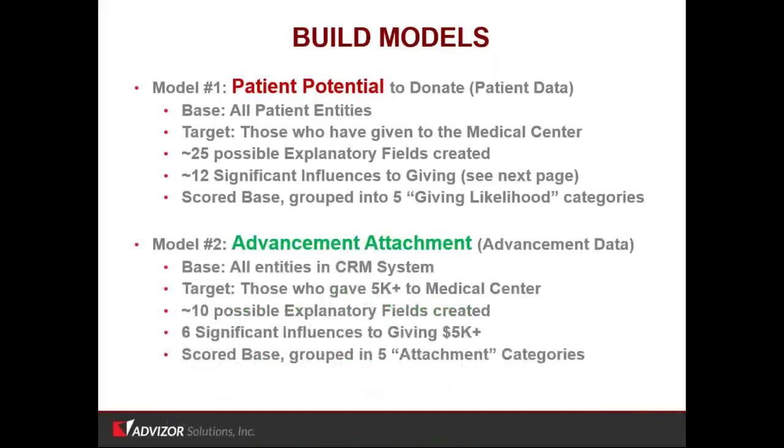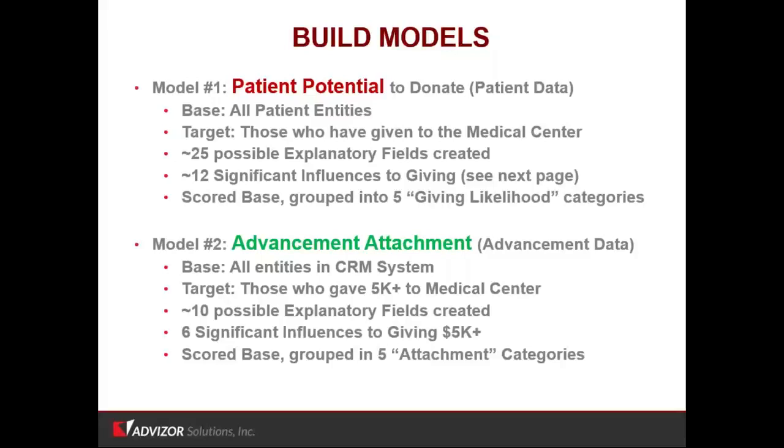The second model is similar, except we're looking at advancement attachment. So we're using the advancement data. And the base is all the entities in the CRM system. Here, generally they're in the CRM system because they've given something, or you want to give over some targets. So those who gave more, and then there's about 10 explanatory fields. How frequently have they been giving? Have they been to events? Have they clicked through newsletters? Those kinds of things. Half a dozen things make a difference, and again, we score the base and group them into 5 attachment categories, from all-in owners to highly engaged to disconnected or detached.